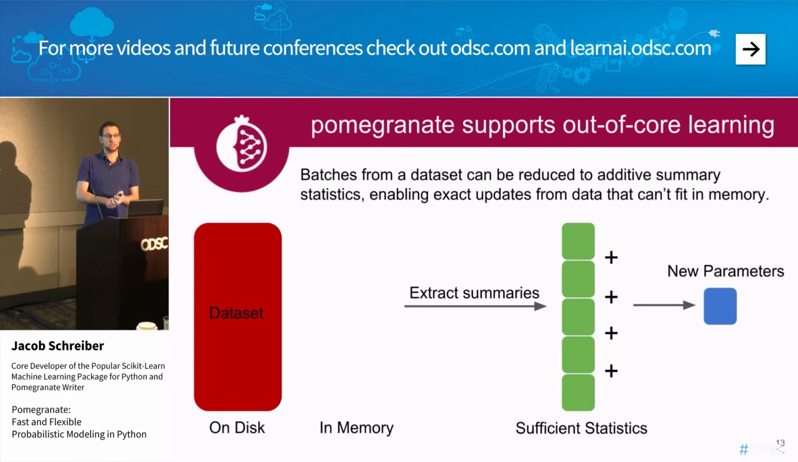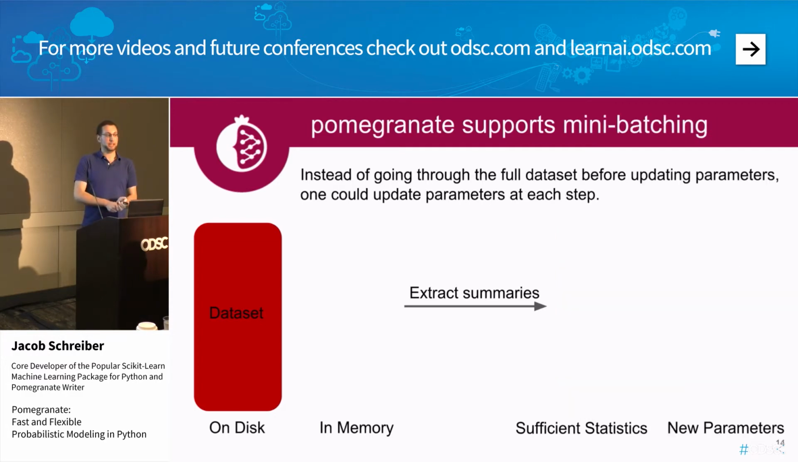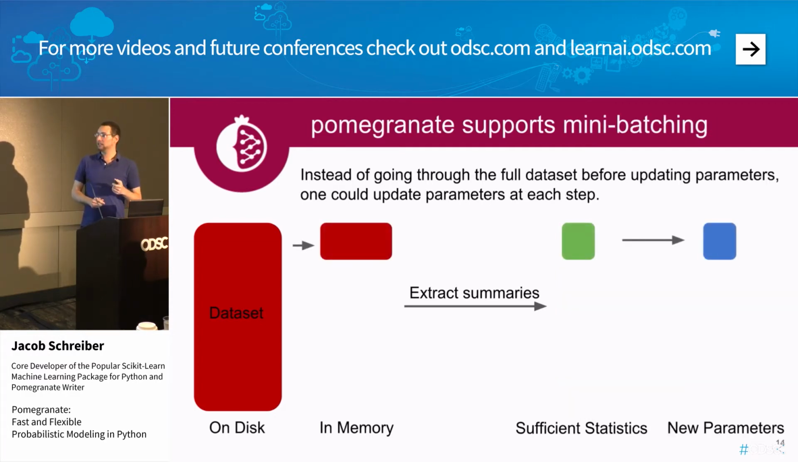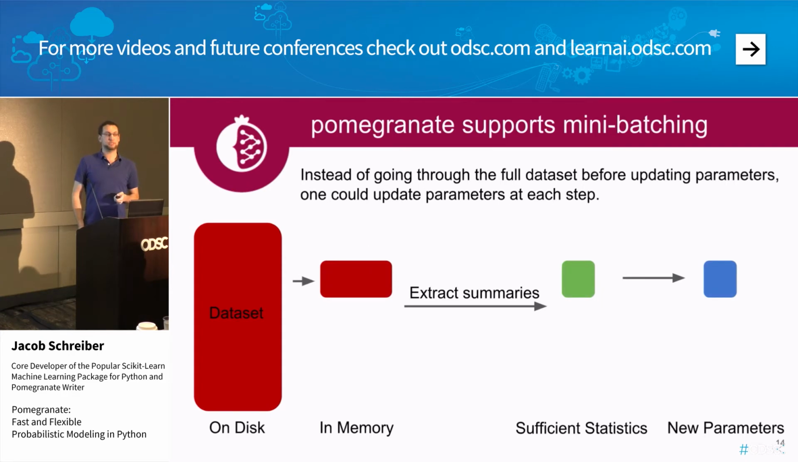If you do that, there are a lot of other things that you can do. For example, you can do mini batching. If you extract the sufficient statistics from a batch, there's no reason you have to wait until you've seen the entire data set to calculate new parameters. You can extract sufficient statistics from a batch, calculate the new parameters, use these new parameters to extract sufficient statistics from the next batch, and just keep going.